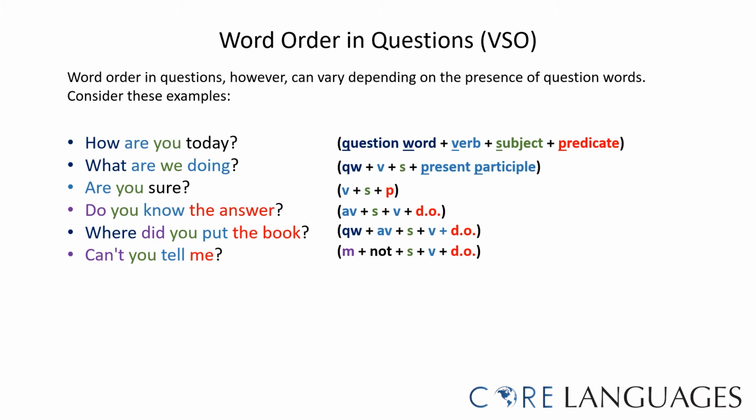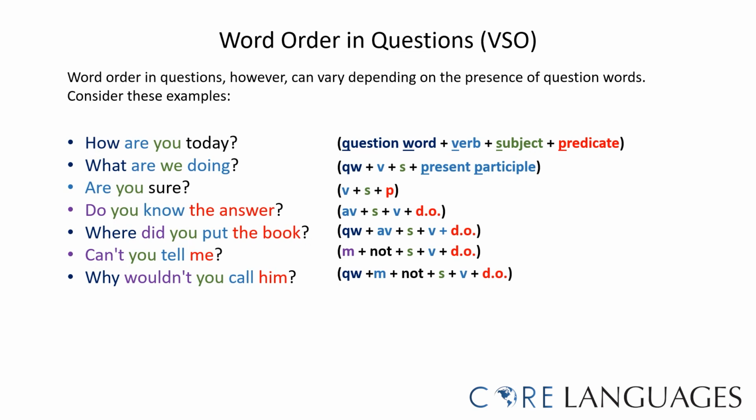This sentence uses a modal verb and no question word. The modal verb comes first, and this particular sentence also uses the word not, which comes after the modal verb. Can't you tell me? The same sentence without not would simply be, can you tell me?